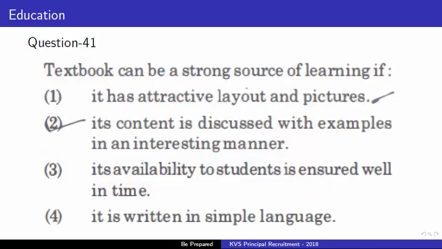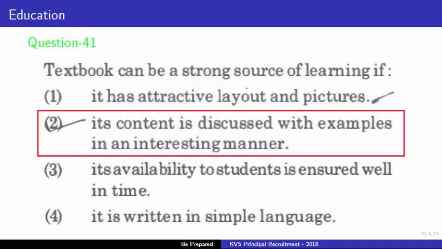Next 41 question is, textbook can be a strong source of learning if options are number 1, it has attractive layout and pictures. Second option is its content is discussed with examples in an interesting manner. Third option is its availability to students is ensured well in time. And the last option is it is written in simple language. And the correct answer is textbook can be a strong source of learning if its content is discussed with examples in an interesting manner.